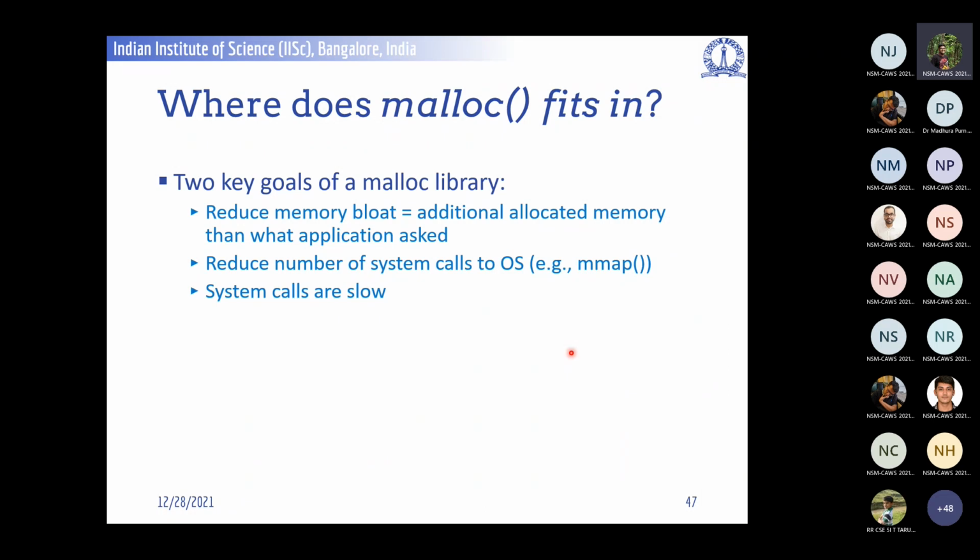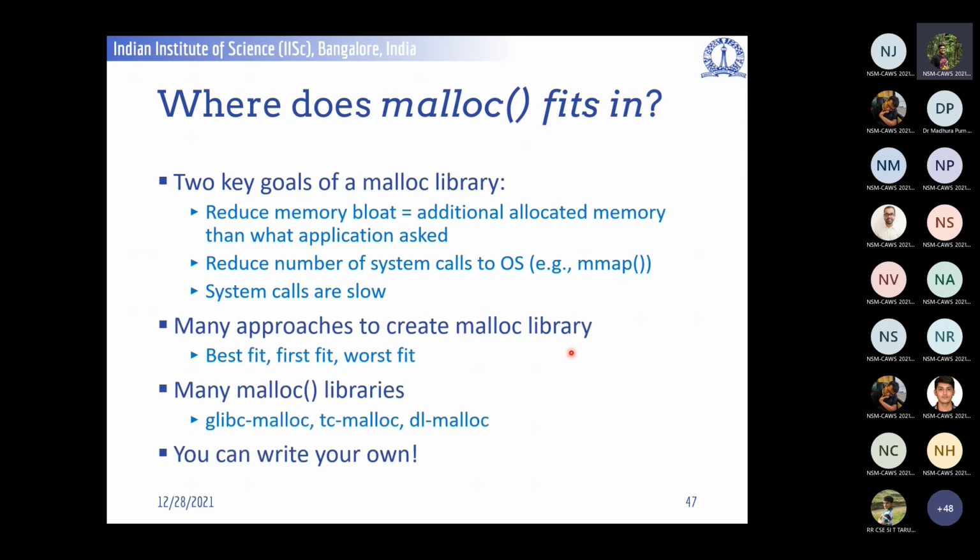And the goal of it is to reduce the number of system calls. It also wants to reduce the amount of memory bloat. Memory bloat is kind of the internal fragmentation, where you don't want to allocate too much memory. And you want to reduce the number of system calls to the operating system because those are slow. That's where the switch from hardware user mode to supervisor mode or OS mode actually happens.